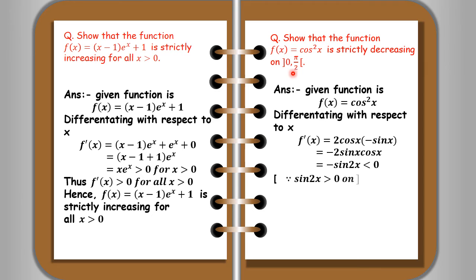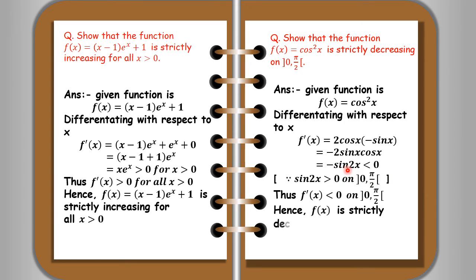Now look, this interval is in the first quadrant. We know that in the first quadrant sin x is positive. So sin 2x is also positive in this open interval 0 to pi by 2. So from here, minus of a positive number, that is f dash x is less than 0 on this open interval. Hence the function is strictly decreasing on this open interval.